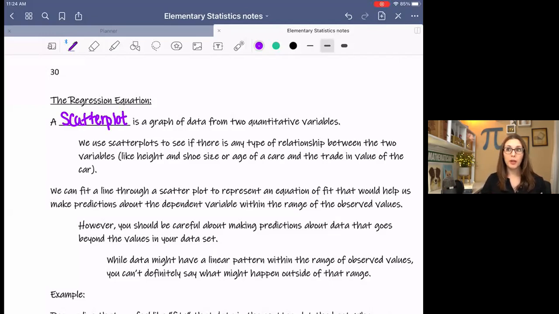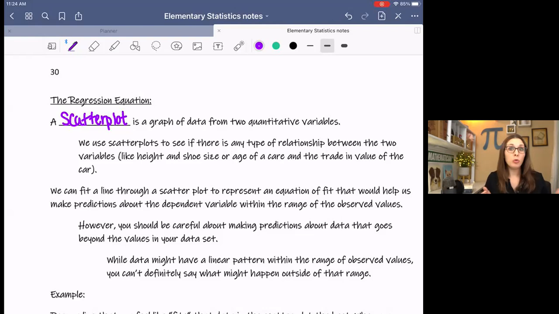So this will be bivariate data. You're going to have two different variables, and you're going to be graphing them on the same coordinate plane to basically determine if there's an equation that can model the data to see if the two variables are related in any way, and also how closely related they might be. So you're just trying to see what type of relationship the two variables might have.